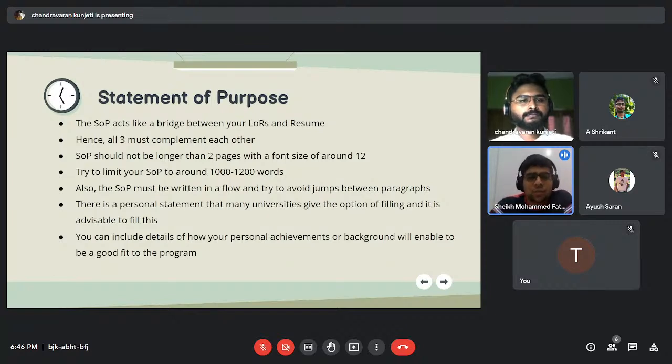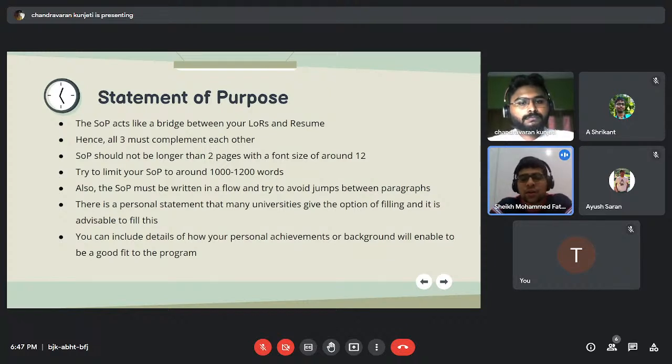So the SOP acts like a bridge between your LORs and your resume. What this means is that all the details that are given in your resume and your LOR should go hand in hand with what is mentioned in your SOP. And it is okay to give a bit more detail in your SOP, but like I said before, the technical part you needn't elaborate quite a lot on. Your SOP must not be longer than 2 pages, and it is preferred to have a font size of around 12.